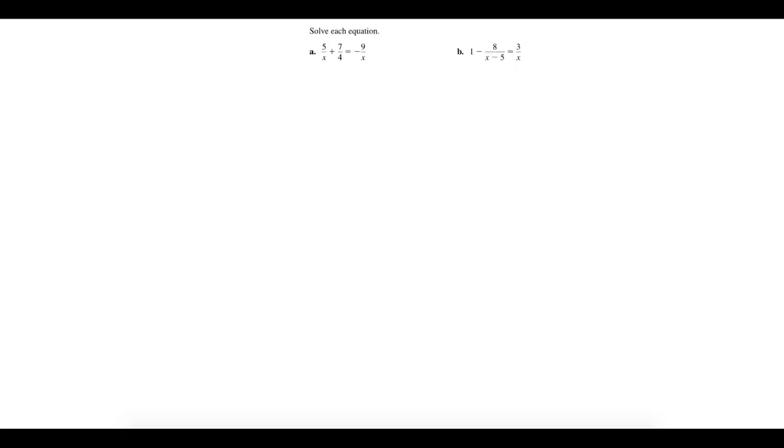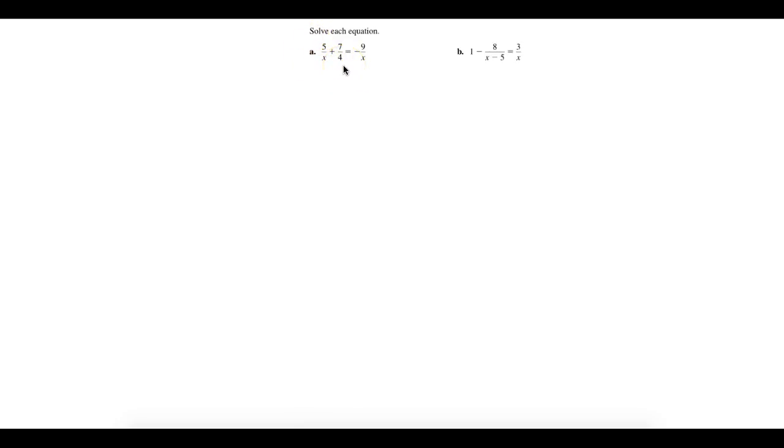Here is the second video of section 7.5. So what we're doing is we're still solving equations, but what we've got now is equations that have multiple terms in them. What I mean by that is we don't just have one term on each side where we can just cross multiply and solve. We've got more than one term.